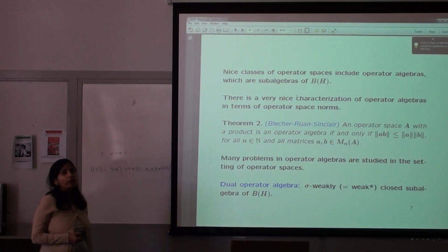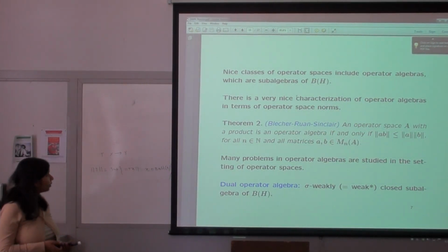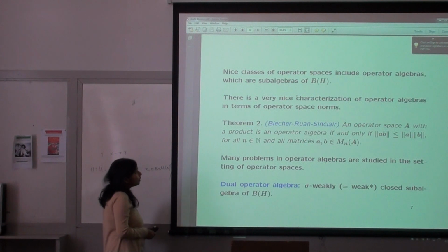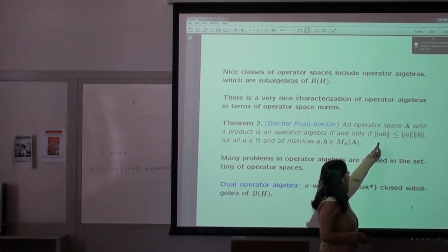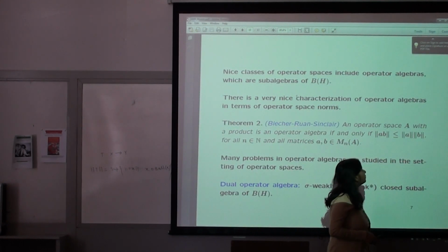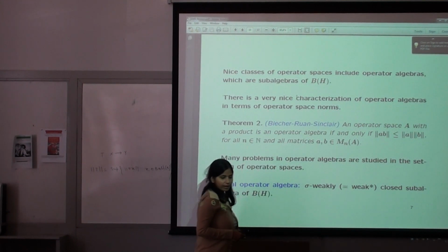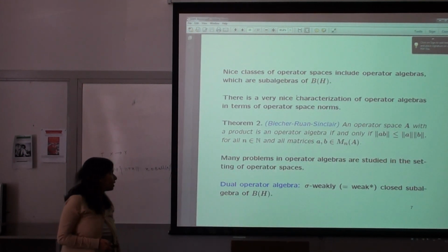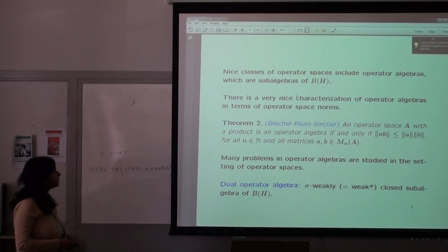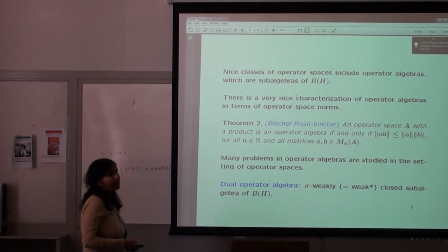which says that if you have an operator space, meaning a linear subspace of B(H) with matrix norms, and if you have a product, a multiplication, on that space, then that space will be an operator algebra if and only if it satisfies this condition: if you multiply two matrices, the norm is submultiplicative. It means the norm of A times B is less than or equal to the norm of A times the norm of B. And this you have to check for all levels, where A and B are n by n matrices whose entries are in the algebra. So this is the operator space characterization of operator algebras. Many problems in operator algebras are studied in this setting of operator spaces, where we have a matrix norm.